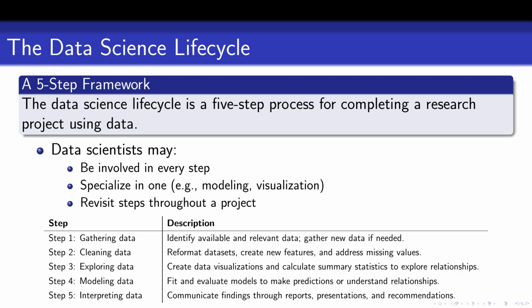Step 1 is gathering data, which involves identifying and collecting relevant data sources. Step 2 is cleaning data, where we reformat the data, create new features, and handle missing values. Step 3 is exploring data through summary statistics and visualizations. Step 4 involves modeling data, using algorithms to make predictions or identify relationships. And finally, Step 5 is interpreting data, which includes communicating results clearly to both technical and non-technical audiences.